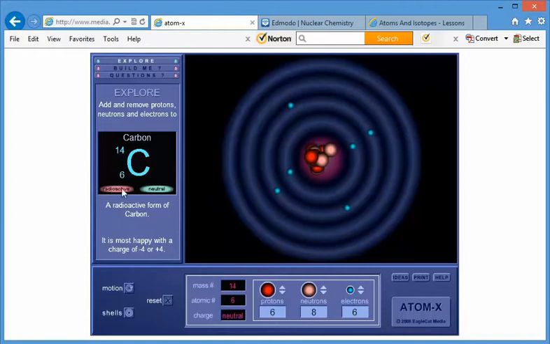Okay, notice here it's now radioactive. That means it's an unstable form of carbon, which tends to break down and decompose. Okay, which we'll talk about at another time. So you take a screenshot of this third model and paste it into your Word document.